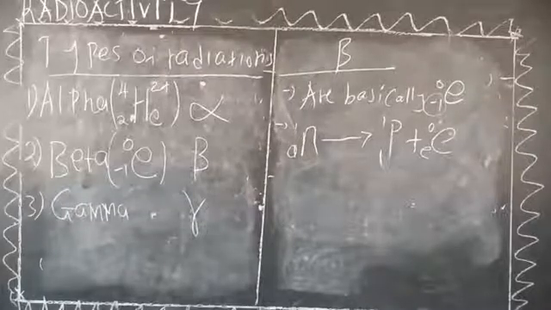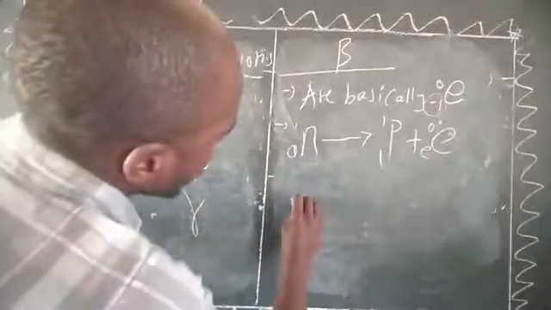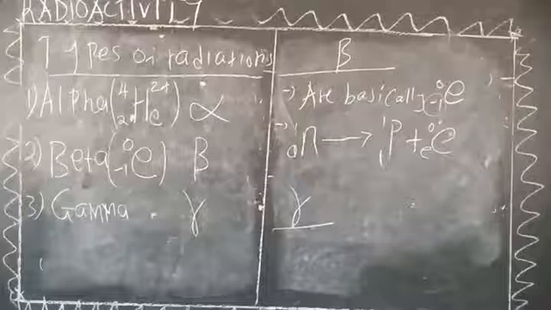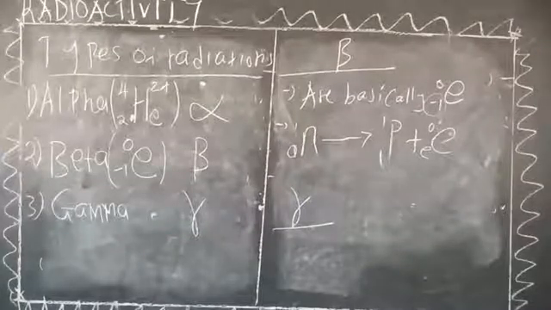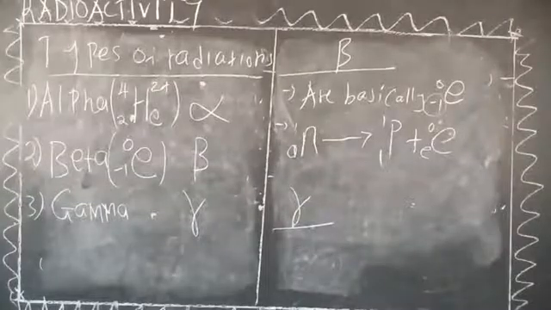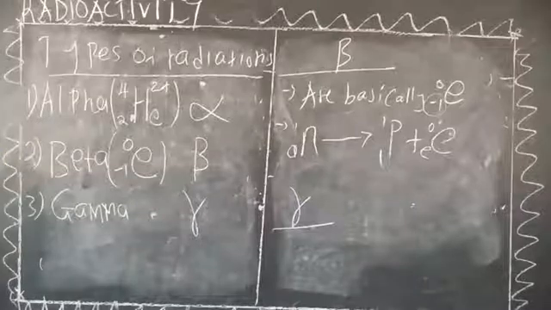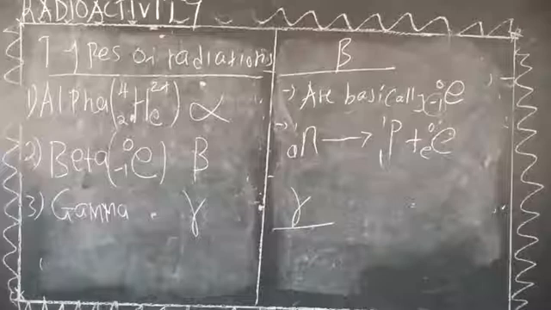And then finally, we have the gamma radiations. The gamma radiations carry a lot of energy and have no electrical charge. They are not emitted on their own, but are accompanied by alpha or beta decays.